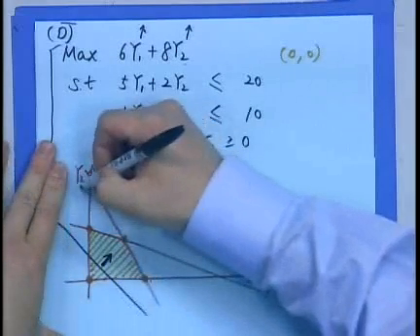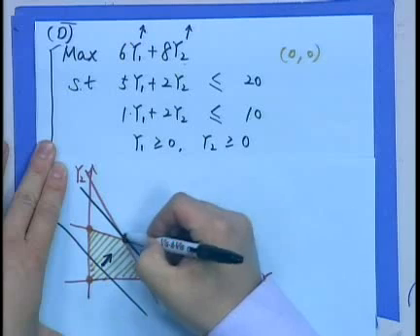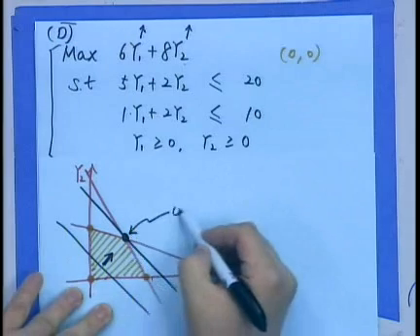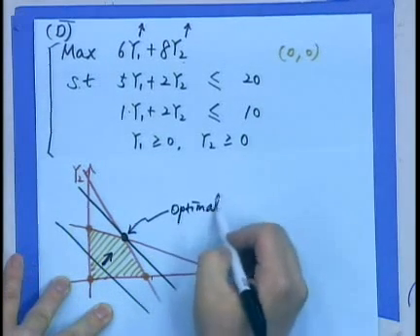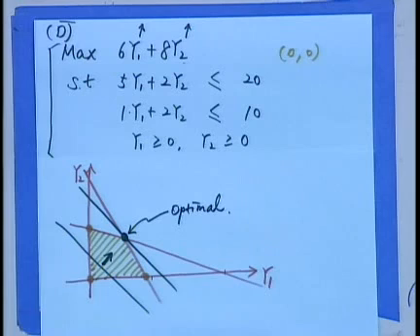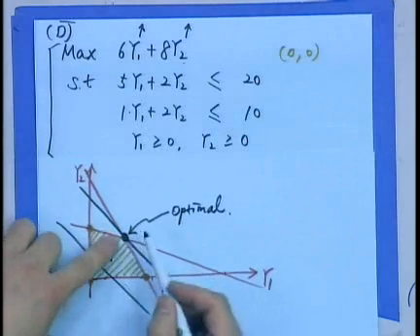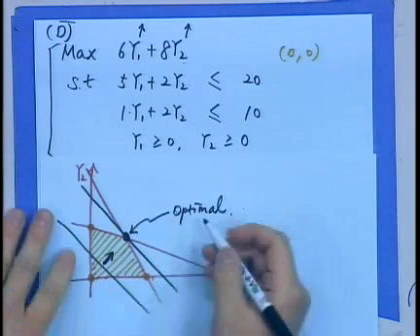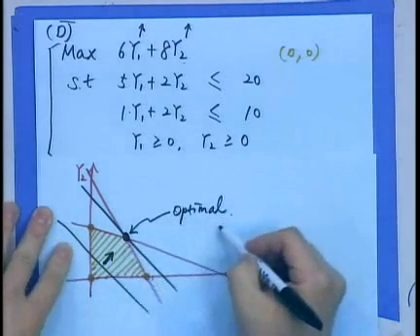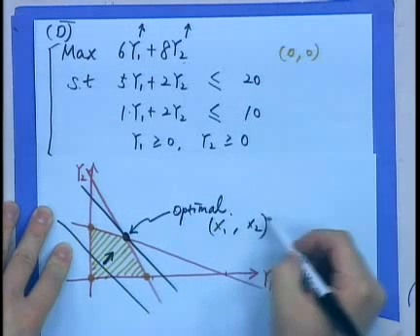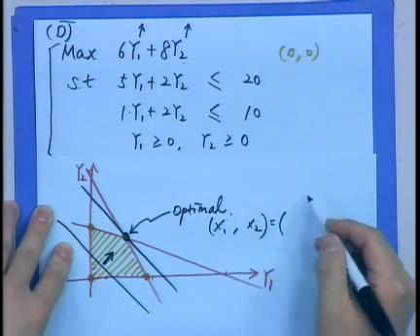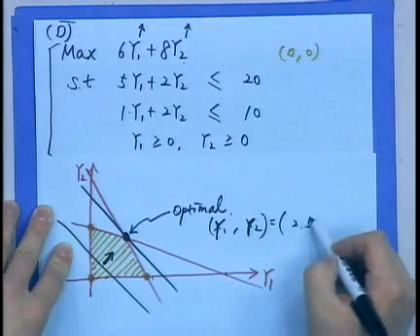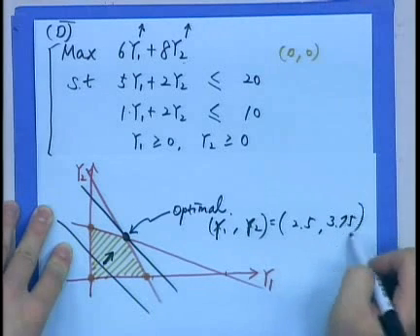Which means this point is the optimal point, okay? Because the isovalue line is touching the feasible region, okay? And this point is x1, x2 equals, y1 and y2, right? 2.5, 3.75, okay?